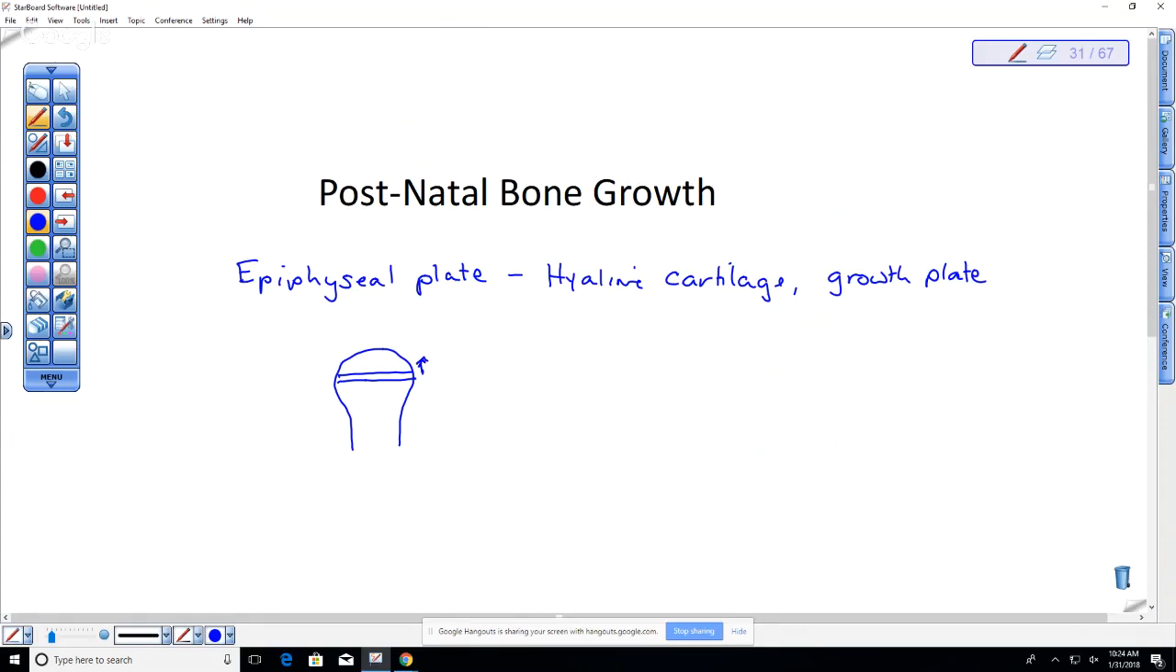And so we're just going to look at this area right here, right? The area that is closest to the epiphysis is called the resting zone. So this would be like number 1. So this is the resting zone, the area that is closest to the end of the bone. And the resting zone is just where the cartilage is not doing anything, right?